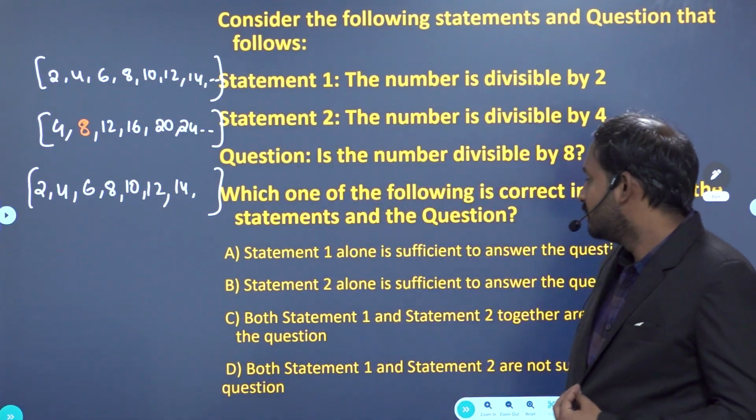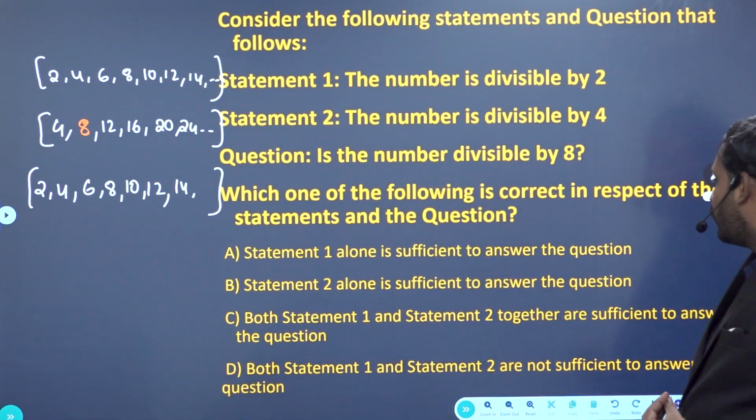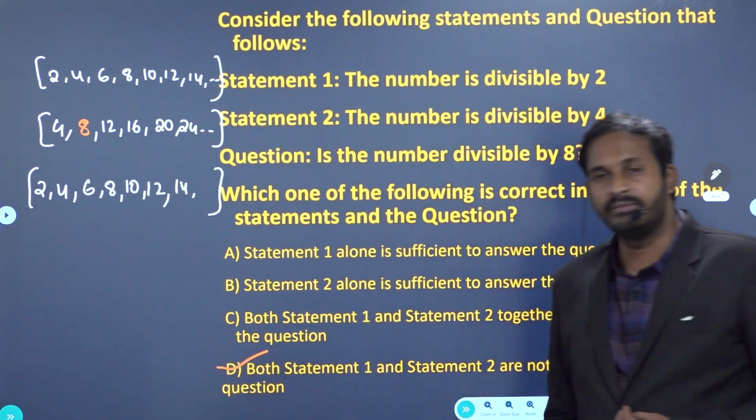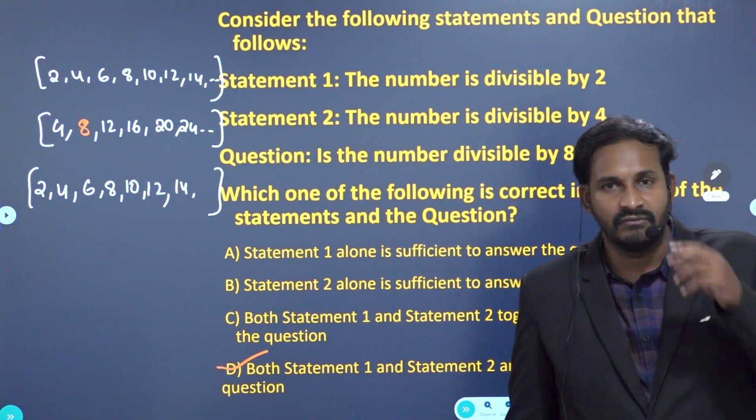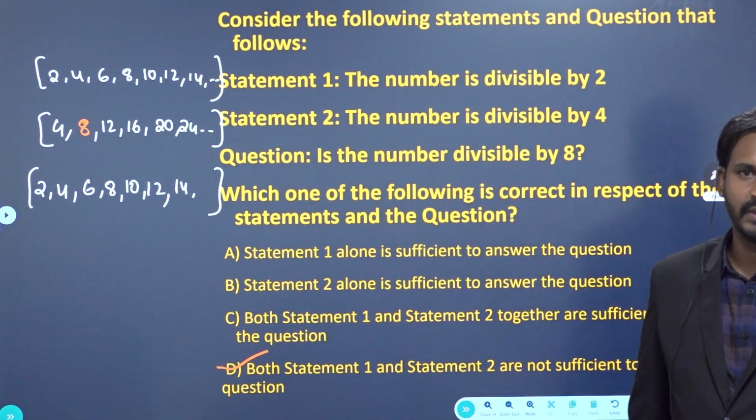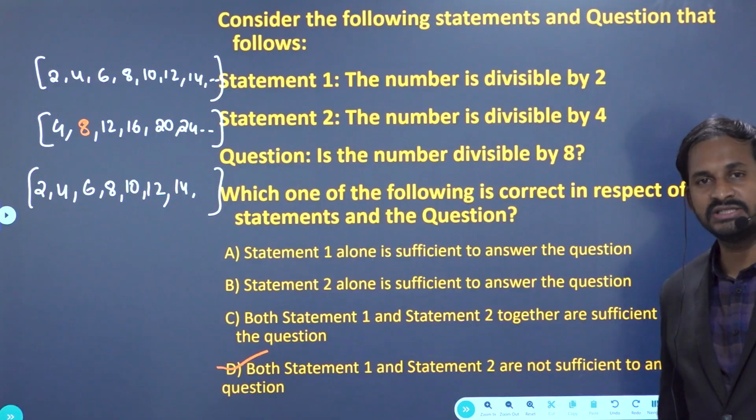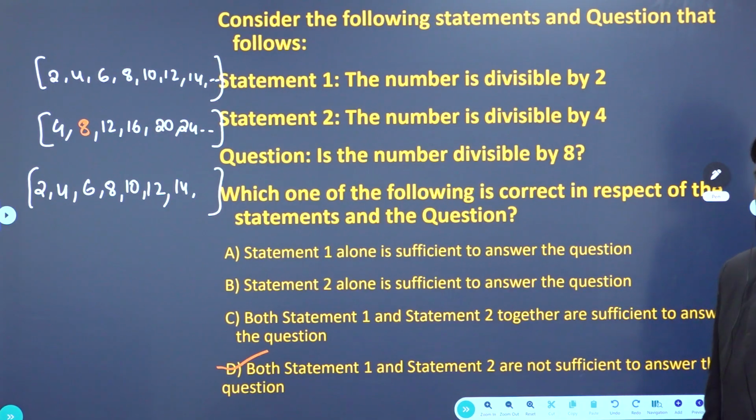Because of that reason, both statement 1 and statement 2 are not sufficient to answer the question. Why? Because I cannot say exactly yes or no. Because of that reason, both the statements are not sufficient to tell the answer for the given question.